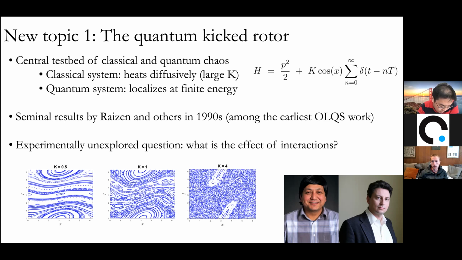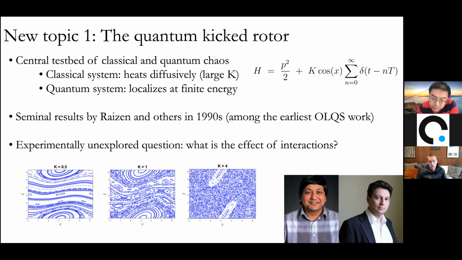Quantum mechanically, something totally different happens. If you take the same system and quantize it, it does not heat diffusively as a chaotic classical system does, but rather localizes at finite energy and forever stops absorbing energy from the drive. And this is something that's been studied using atoms for a long time.